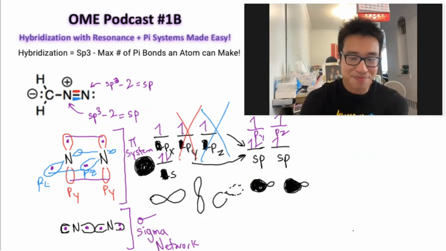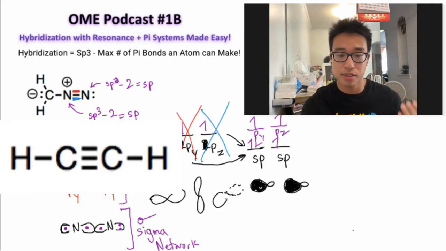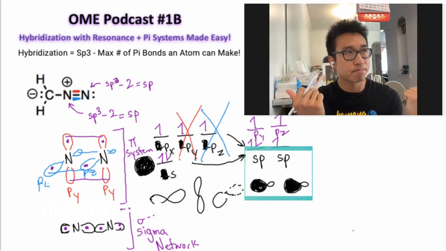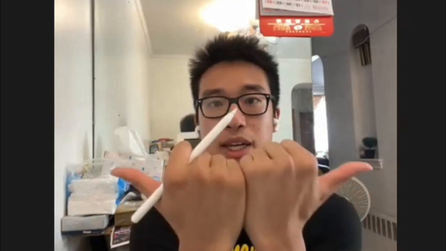Okay, moving on. Just like ethyne, your nitrogen is sp hybridized. So it's only got two sp orbitals, two different atoms it can bond with. So the bond angle is going to be 180, just like ethyne.